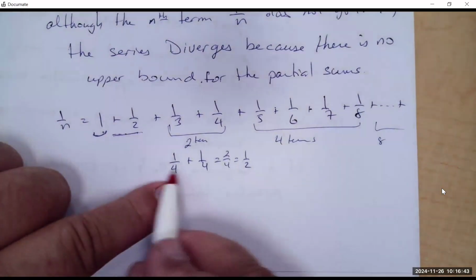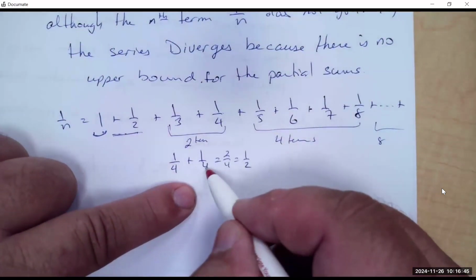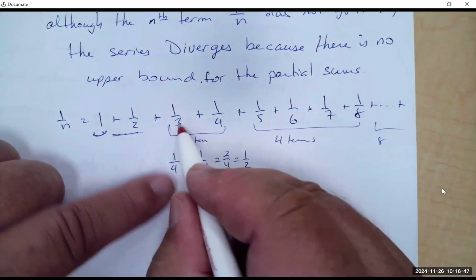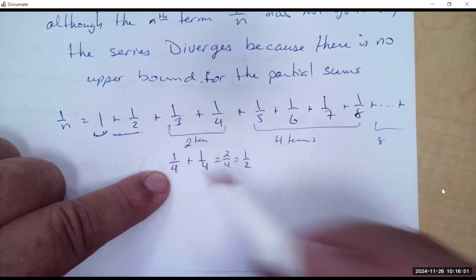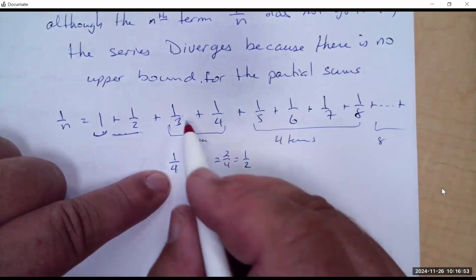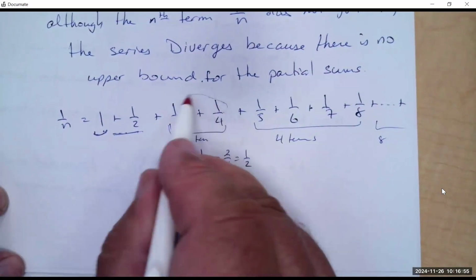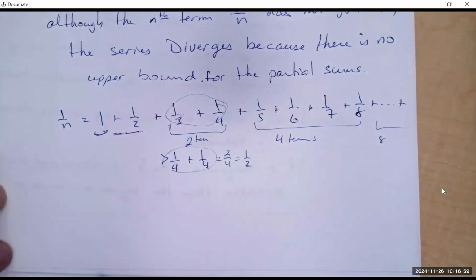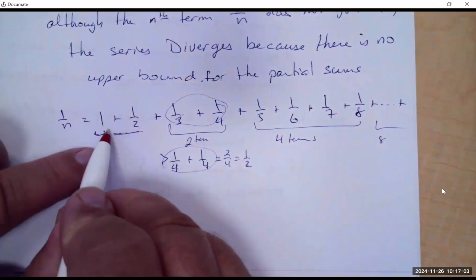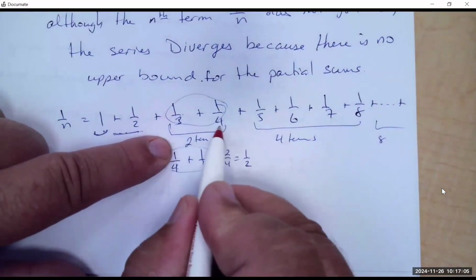Okay, so this window is 1/2. 1/4 and 1/4 are equal. Is 1/4 bigger than or less than 1/3? Is 1/3 bigger than or less than 1/4? 1/3 is bigger. So this number is bigger than this number, which is 1/2. So it goes 1 plus 1/2. Now this is bigger than 1/2.